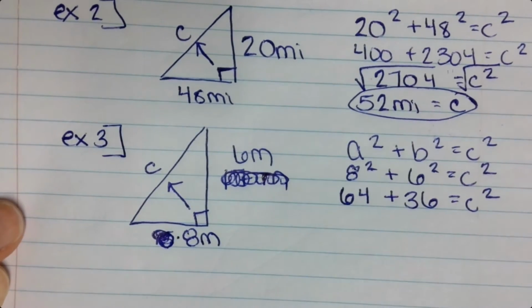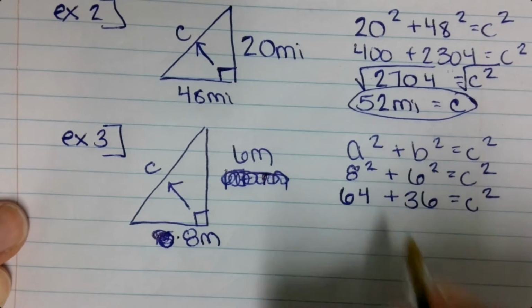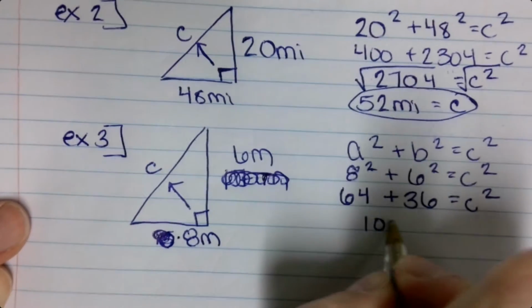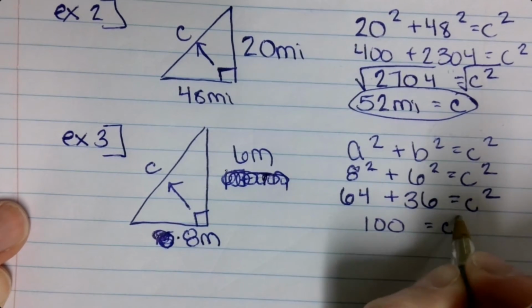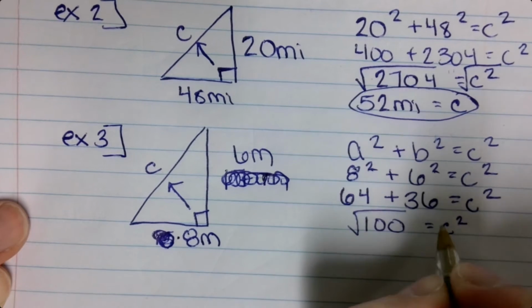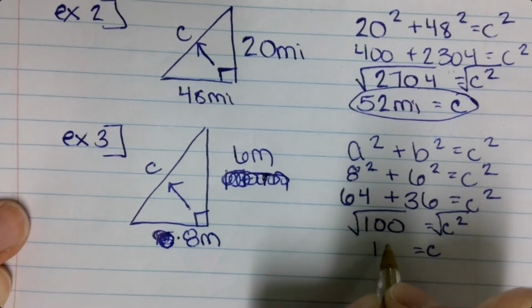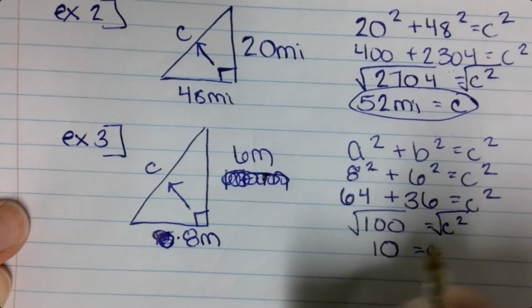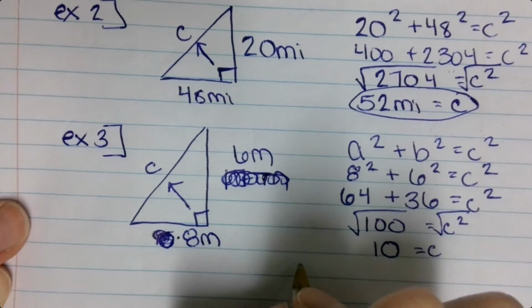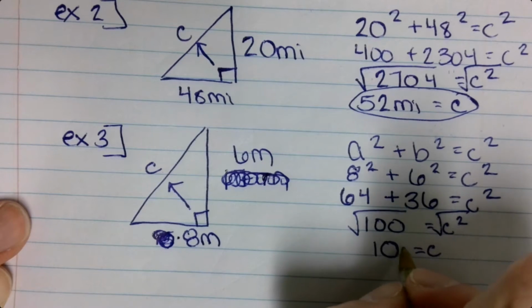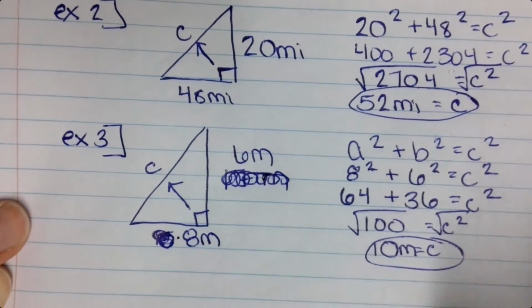If you take your calculator and you add 64 and 36, you get 100 equals c squared. Well, we've done that square root before. If you know it, great. If you have to look up your chart or if you have to use a calculator, you should get 10. So c equals 10, and this is going to be meters.